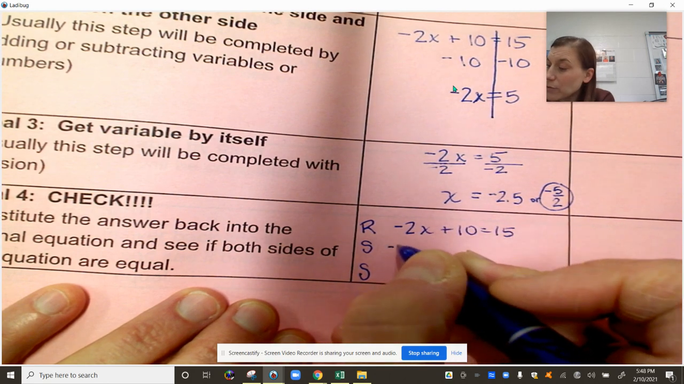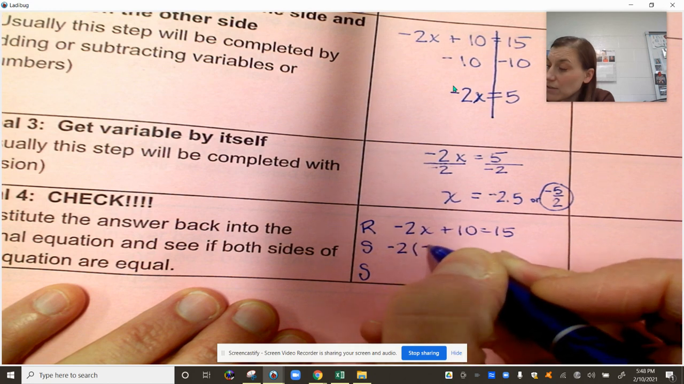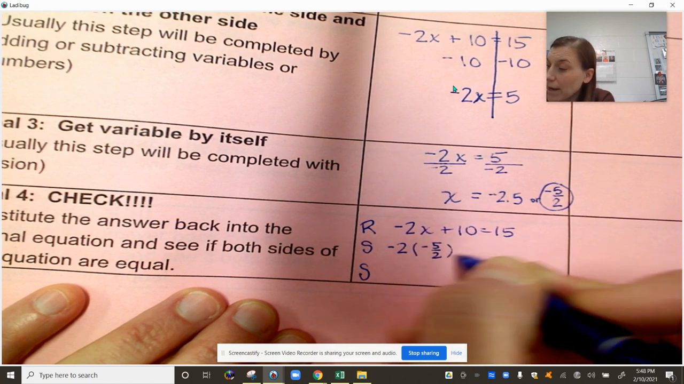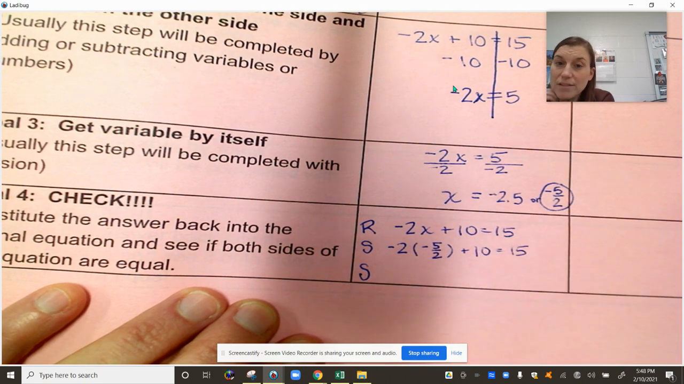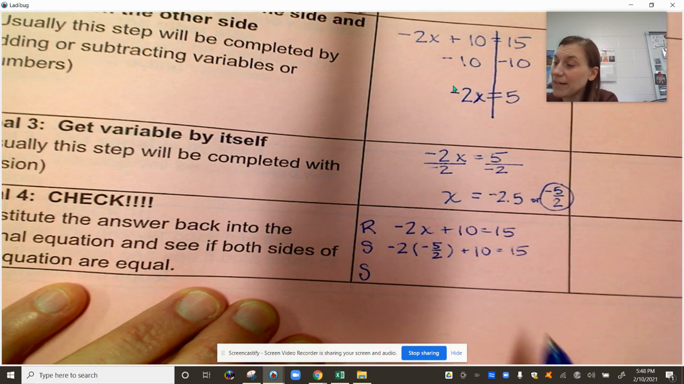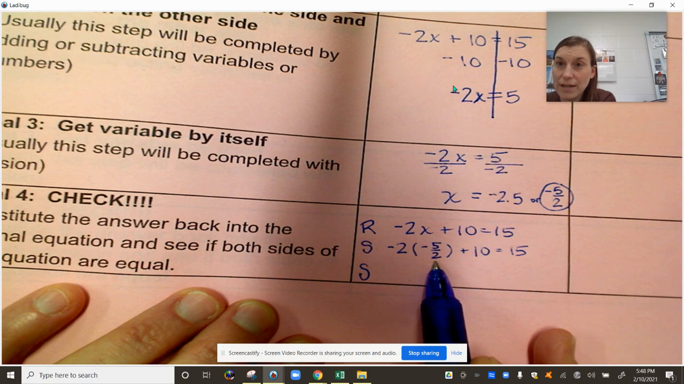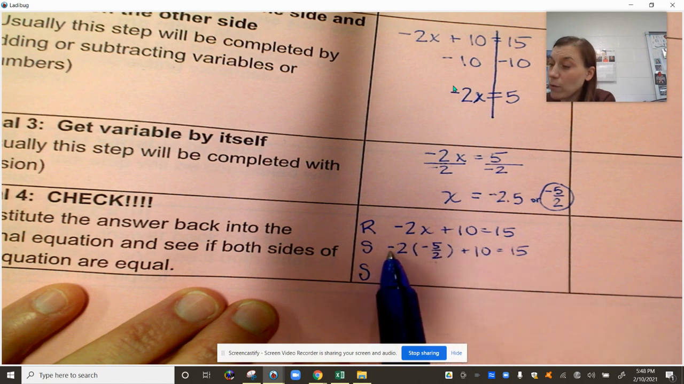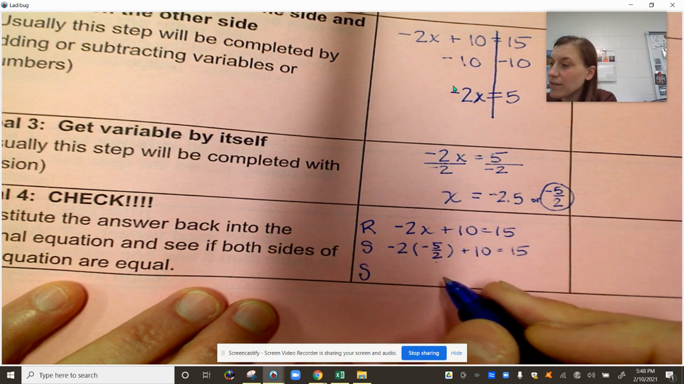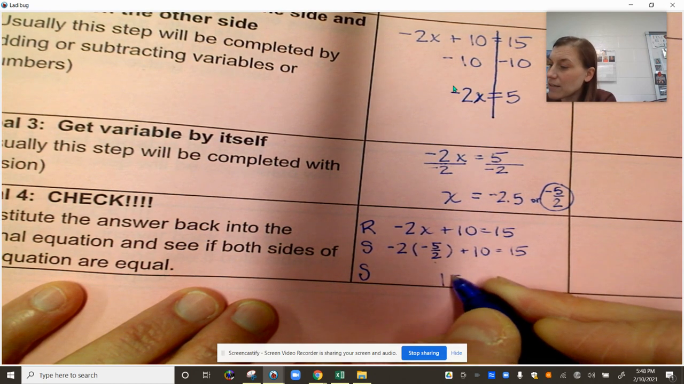My next step is to substitute in the solution I have for x, and everything goes exactly where it was. Recopied it, except that x changed to -5/2. Now I'm going to solve. I'm going to do the math over here, and when I multiply -2 times -5/2, I get 5, and 5 plus 10 is 15.